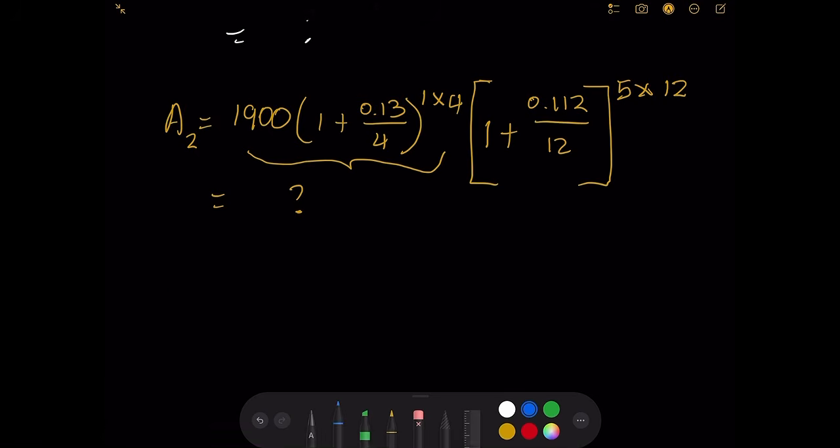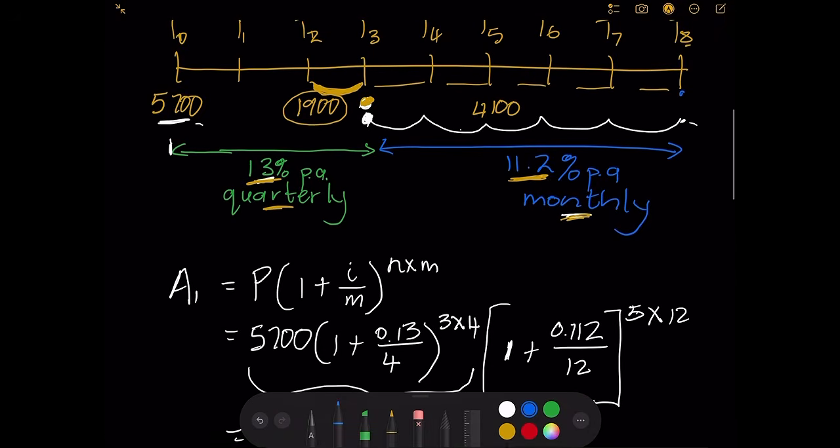Maybe let's write that in a blue color. Okay, so let's call that A3. Now, I am dealing with the 4,100 that was deposited, right, at, they said, 5 years after the initial deposit. So how many years does it have to actually accumulate interest? It only has 3 years.